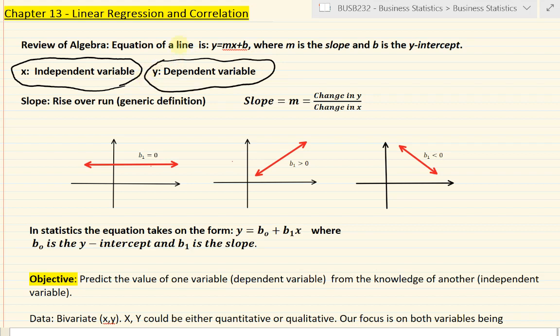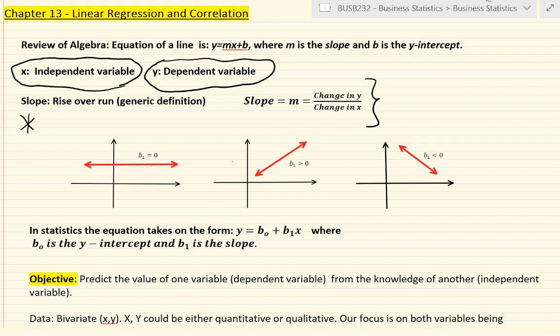And if you recall the interpretation of a slope, most people call it rise over run, but as I mentioned, that's a pretty generic definition. It's okay for now to think of it that way. A more formal definition is the change in y over the change in x as you go from one point to the next point on the line.